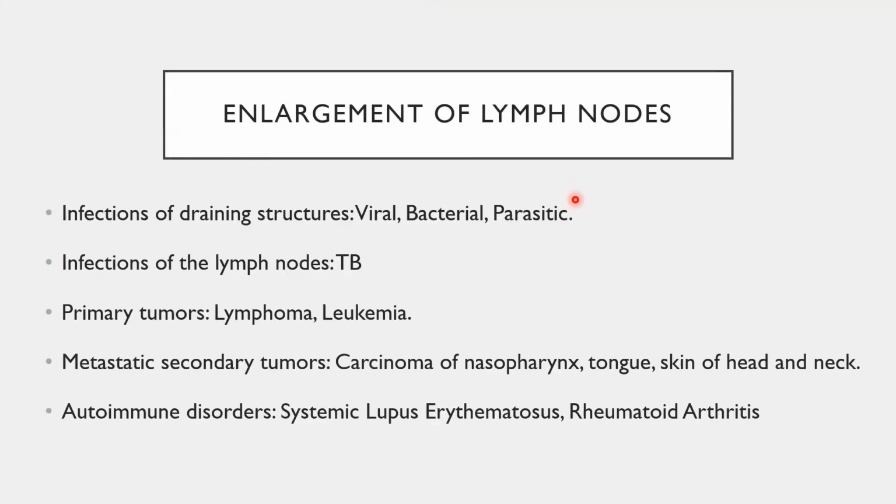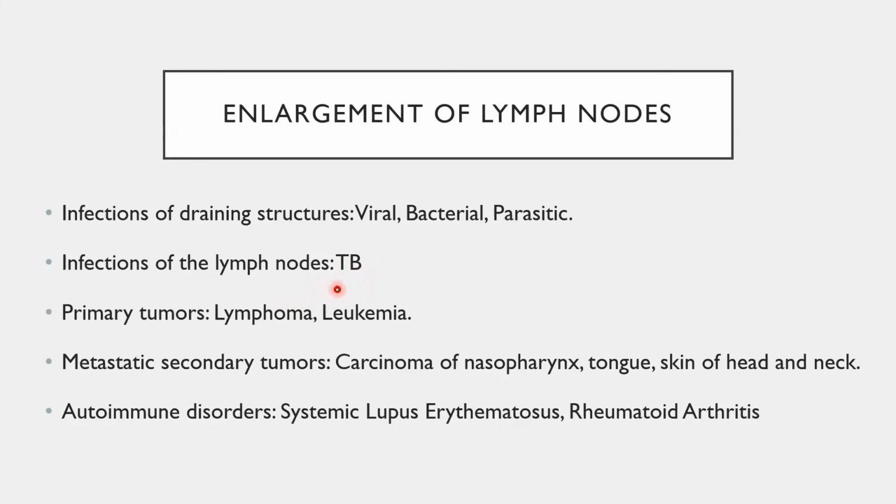So if you consider the enlargement of lymph nodes, they can be due to infections of the structures which they are draining. So they can be a viral, bacterial, or parasitic infection. For example, the submandibular lymph nodes may be enlarged if there's an infection in the maxillary sinus. Then there are some infections which directly invade the lymph nodes, like tuberculosis. So in these cases, there is infection of the lymph nodes directly.